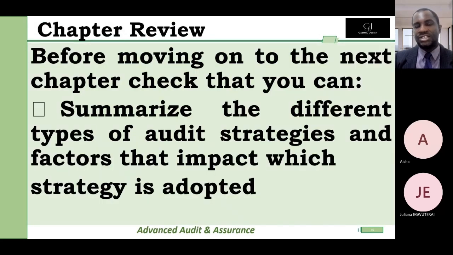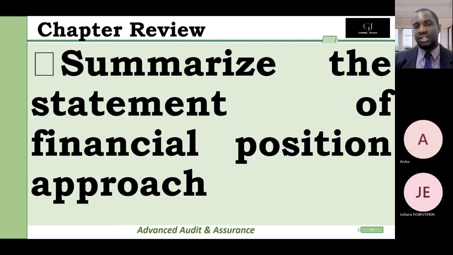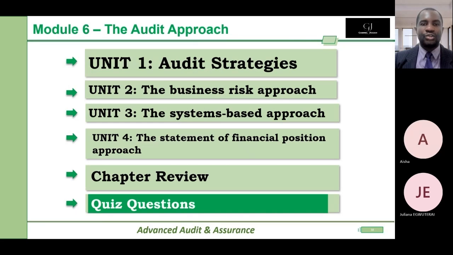So we've briefly summarized this chapter and the different types of audit strategies and factors that may impact which strategy we need to adopt, and the business risk approach and the ability to identify and assess business risks and financial statement risks. Also, the system-based approach, we spoke to it and articulated the components of internal controls: control environment, risk assessment, control activities, monitoring, and we also spoke to information and communication. The statement of financial position approach, we also looked at very briefly.